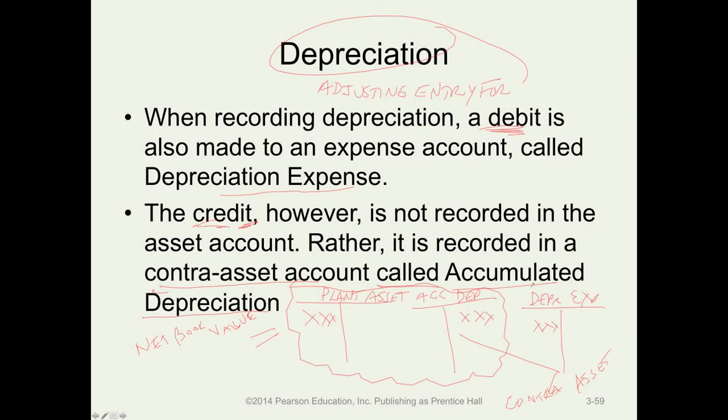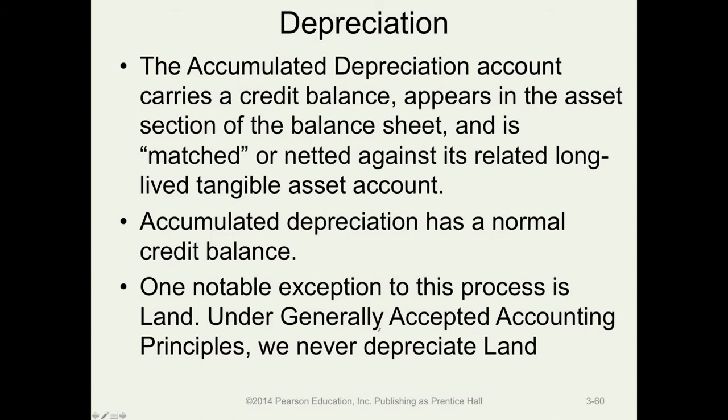Now, why do we use the contra asset? I mean, that's an important question. Why don't we credit the asset directly the way we would do for prepaid rent or prepaid insurance? We use the accumulated depreciation account. Again, it is a credit balance account. It does appear on the asset side of the balance sheet. It is going to have a normal credit balance. All right, so that's important. Okay, so we know that accumulated depreciation is a contra asset. It increases by credits and has a normal credit balance. And the credit balance is offset against the asset account on the balance sheet.